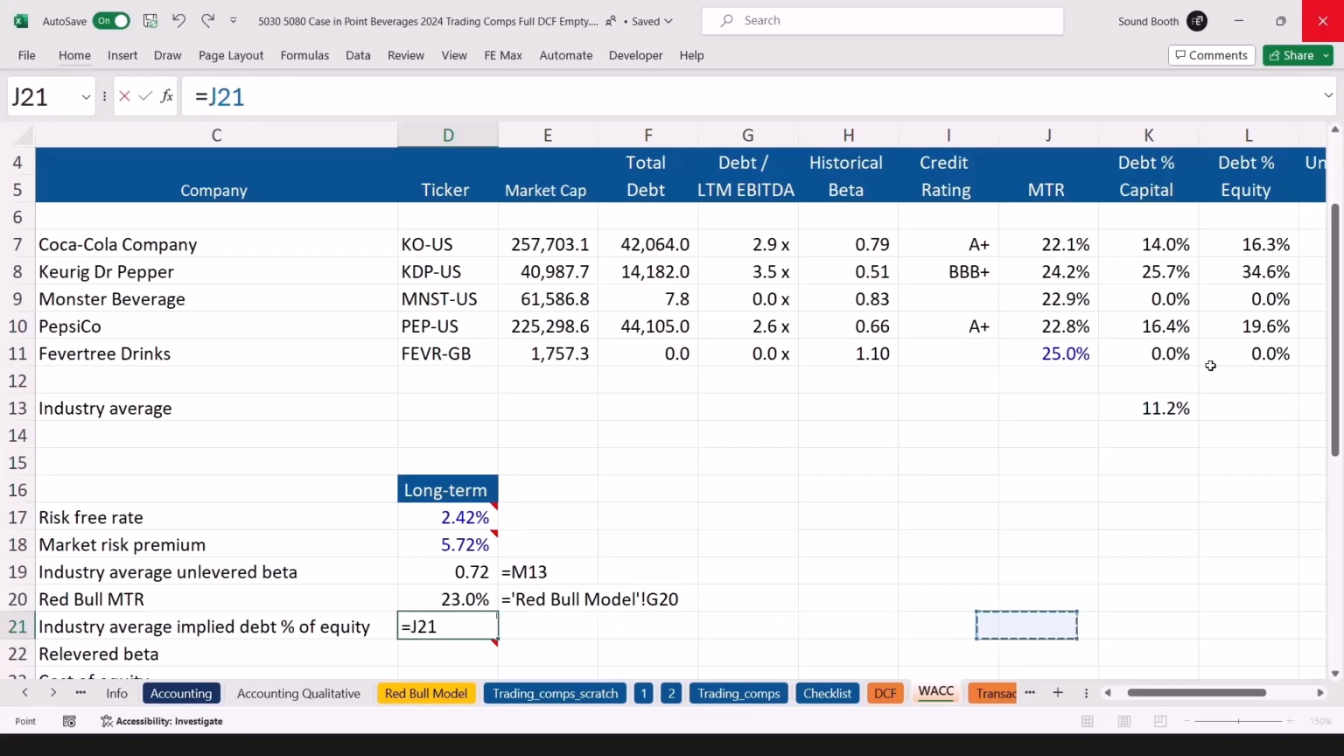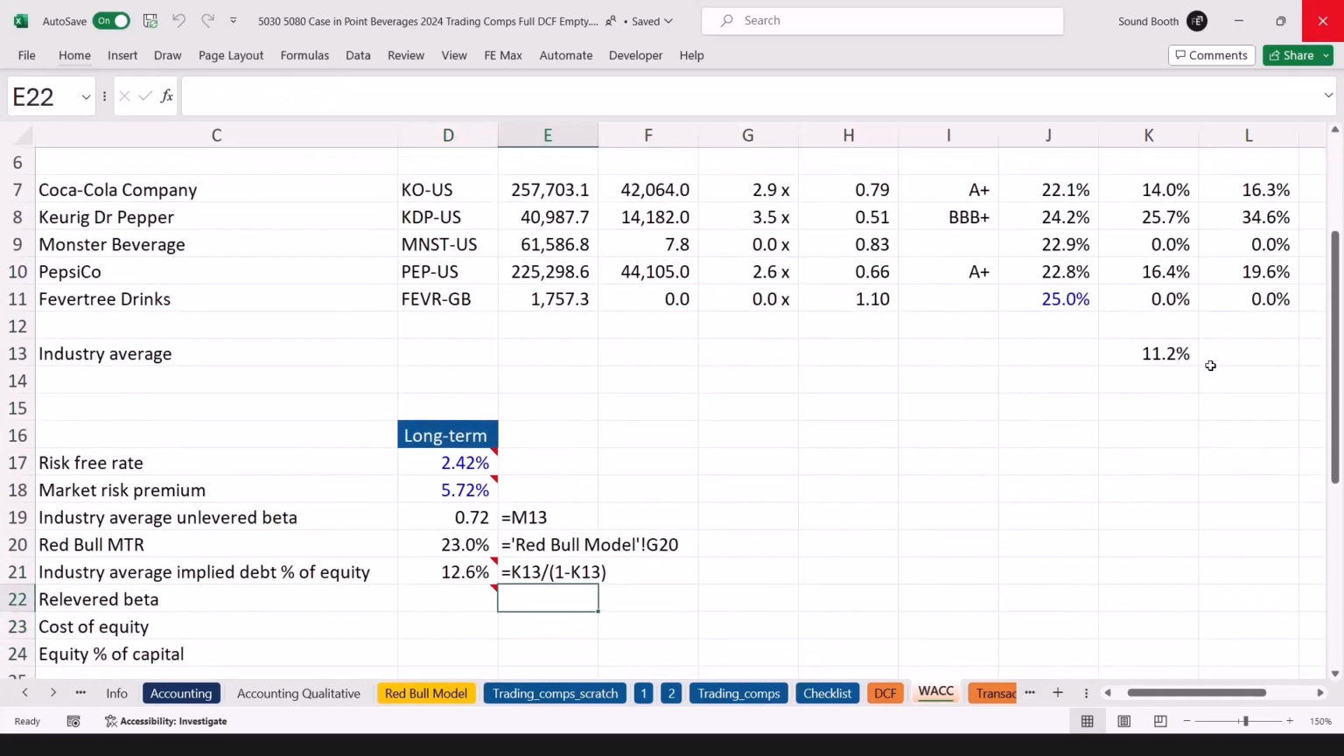I can't use column L because I need to be completely consistent between what I'm applying to the beta as the weightings in the WACC calculation. So I'll take the 11.2 and I'll divide it by 1 minus 11.2 to convert it into a debt over equity ratio. I can re-lever the beta by taking the 0.72, but in this case times 1 plus the debt over equity, times 1 minus the tax rate, the marginal tax rate. So that means my levered beta should be higher, and it is. It goes from 0.72 to 0.79.